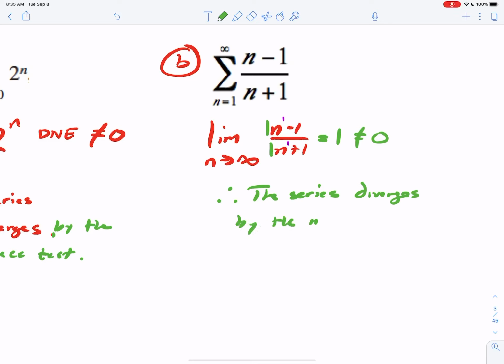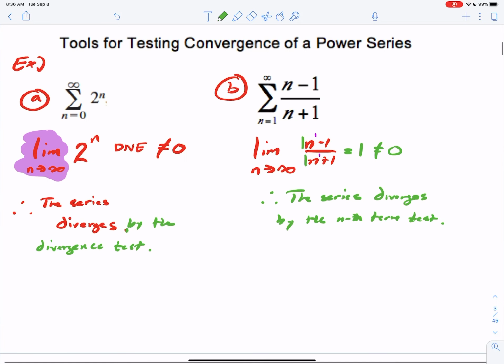by the nth term test. Okay, I'm just being flexible with the explanation. You can use the divergence test or the nth term test. And that's it. We're getting rid of all the bad series, all the series that diverge, that gives us no information. Okay? Let's do a couple more.